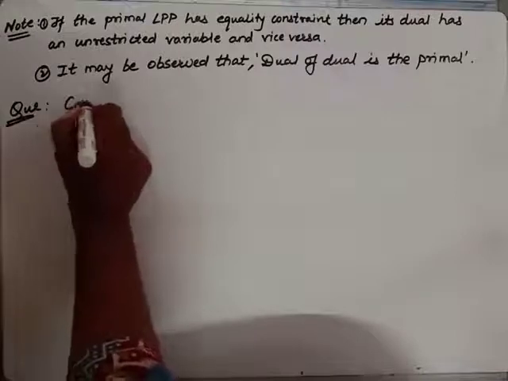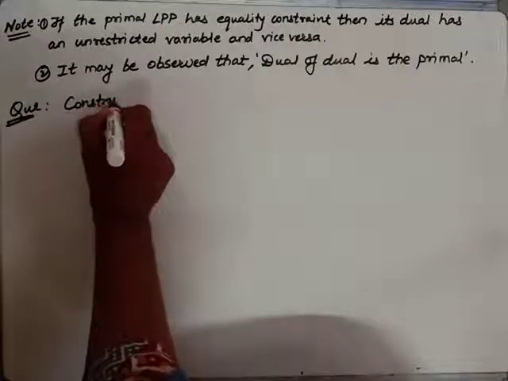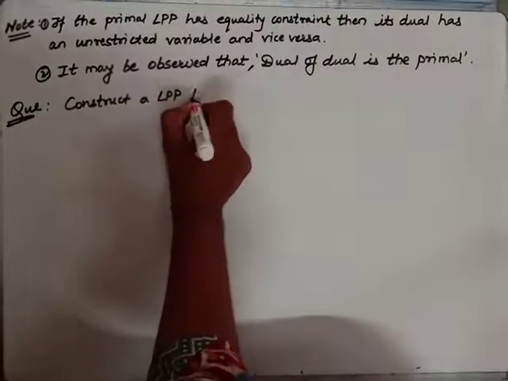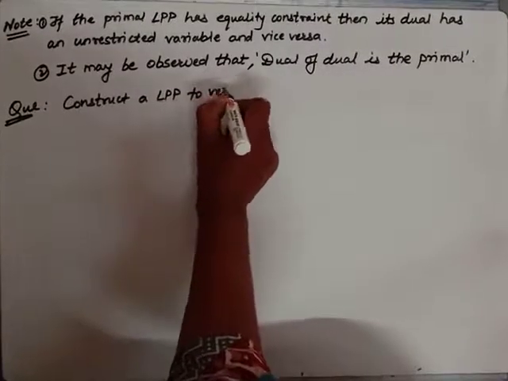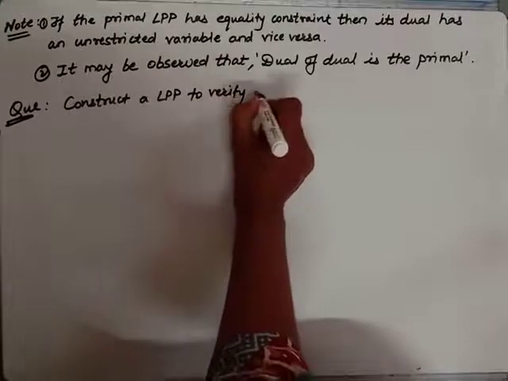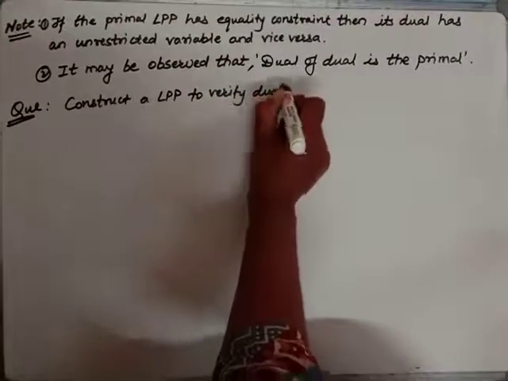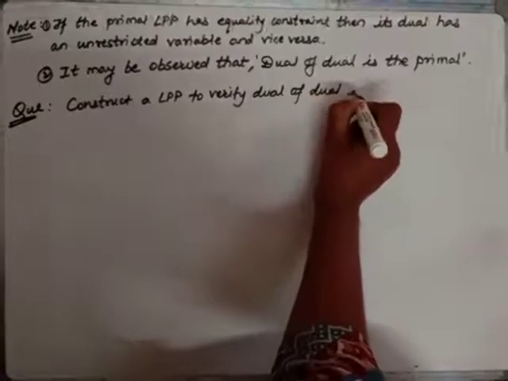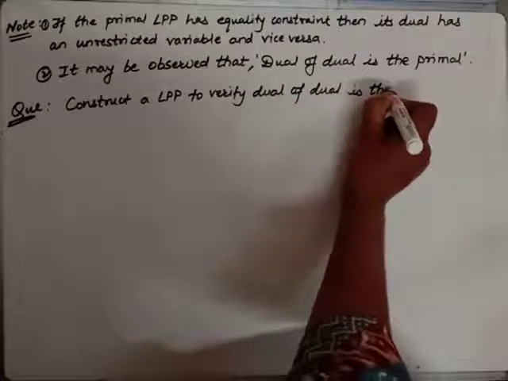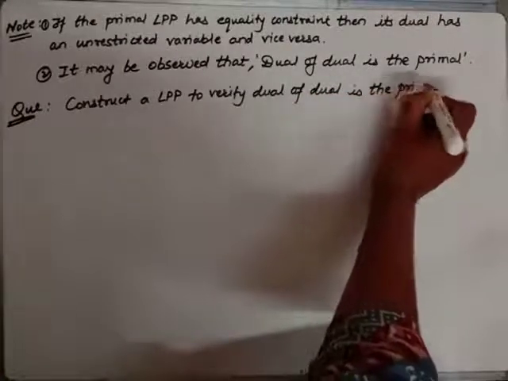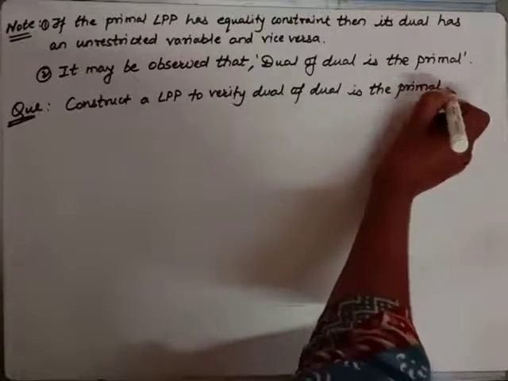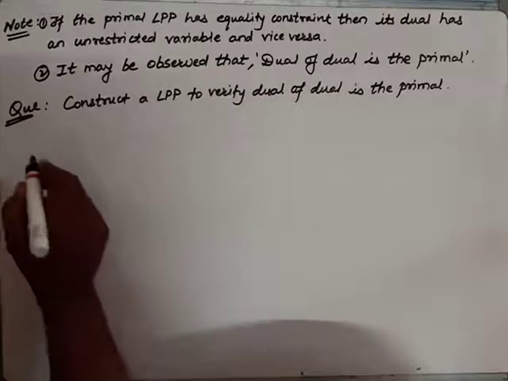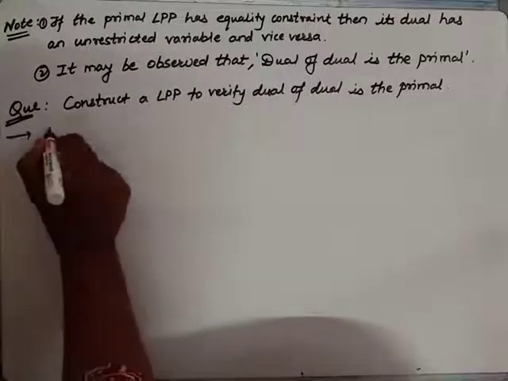Construct an LPP to verify the dual of the dual is the primal. Means twice we take a dual, then it gives the original one, or the primal. So let us write the question.